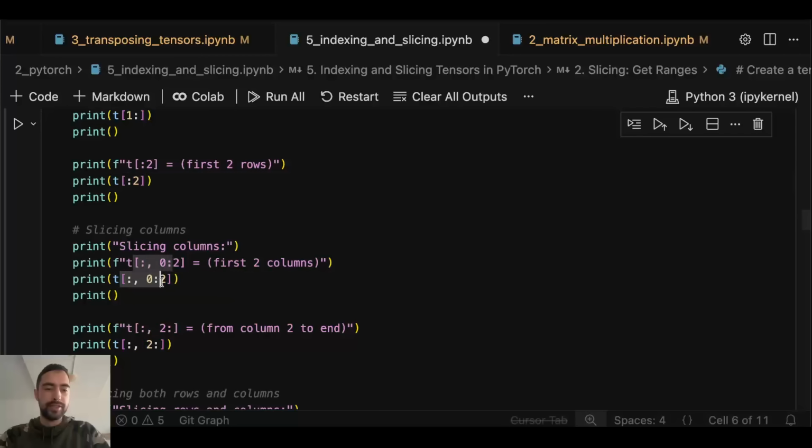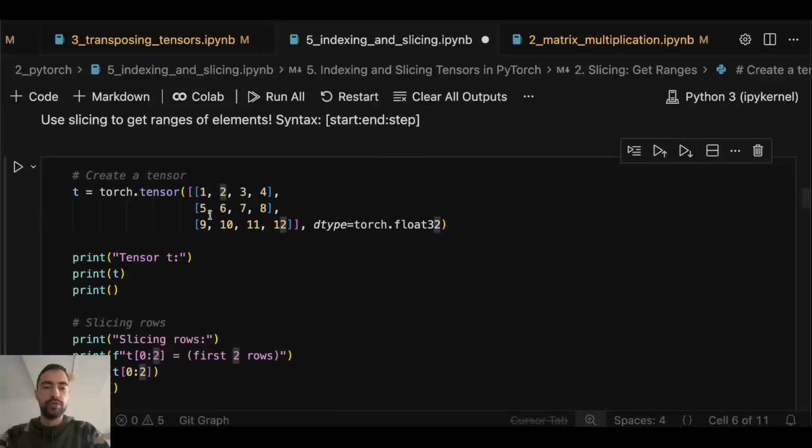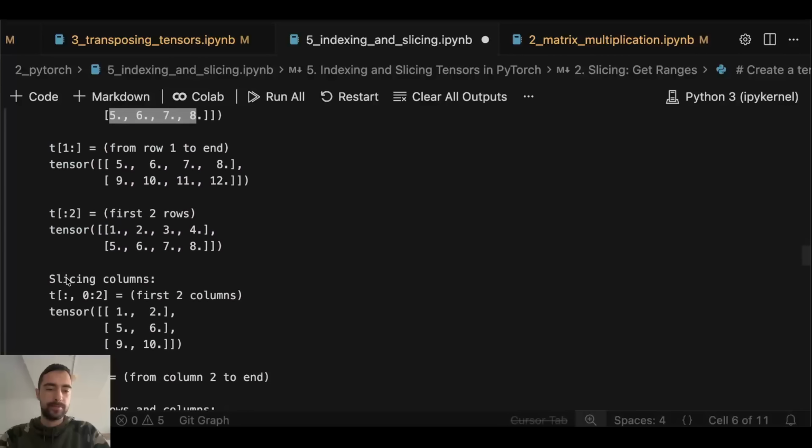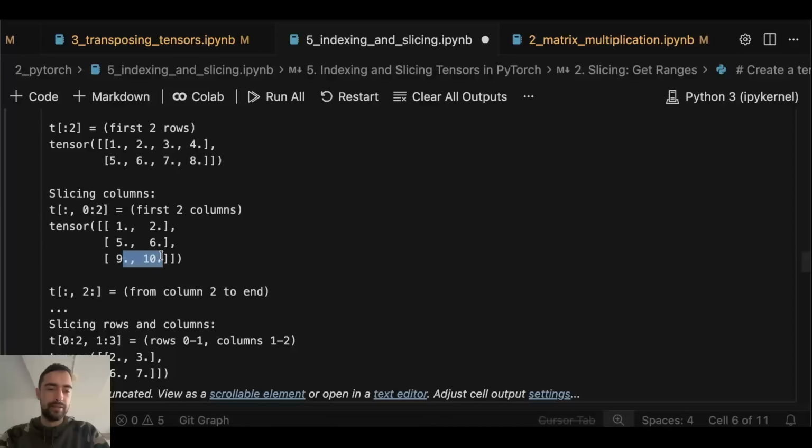Okay, and then you can also select columns. Because you have a comma here, this is where you select rows, and this here means all rows, from the beginning to the end. And in this case, the end is also included. Then the columns are from 0 to 2, but 2 is not included. So we got all of the rows, and then columns 0 and 1, but not 2. So it should just give you these two columns: 1, 2, 5, 6, 9, 10.